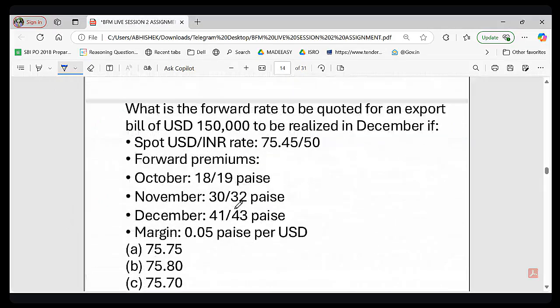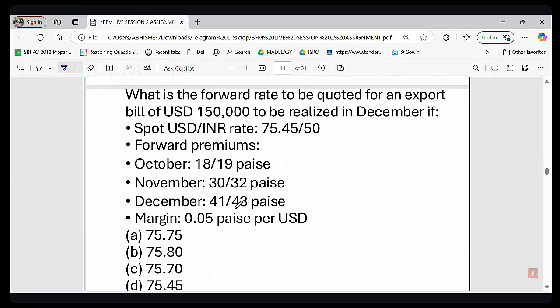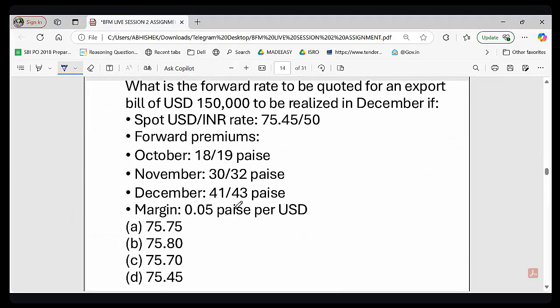So now try this question. This is an interesting question about forex rate. The question is, what is the forward rate? This one is about calculating the forward rate for an export bill. Don't worry if you are new to this. I will break it down step by step and keep it simple. So be ready to think and share your answer in the chat.